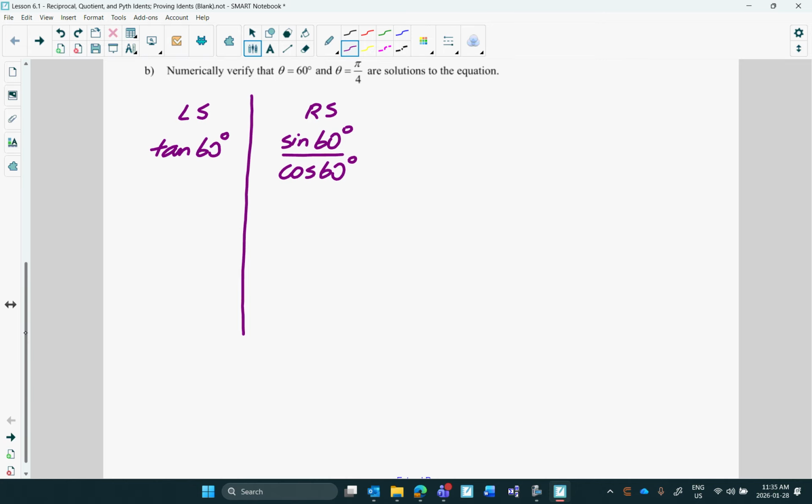Well, tan of 60, that's whatever the point on the unit circle that corresponds to 60 degrees, it's y divided x, right? So 60 degrees, what coordinate is that? 1/2, comma, root 3 over 2. So I have to do root 3 over 2 divide 1/2, which is root 3 over 2 times 2 over 1. 2's cancel, and I'm left with root 3.